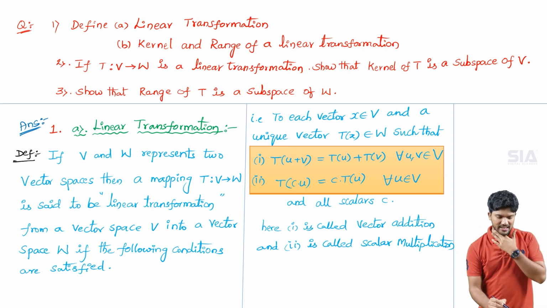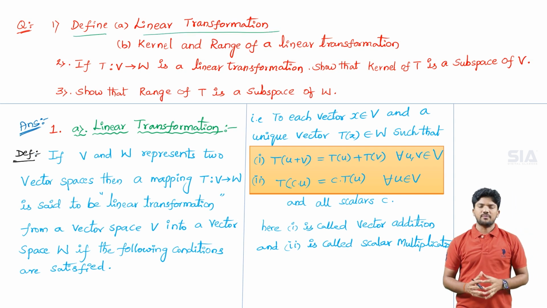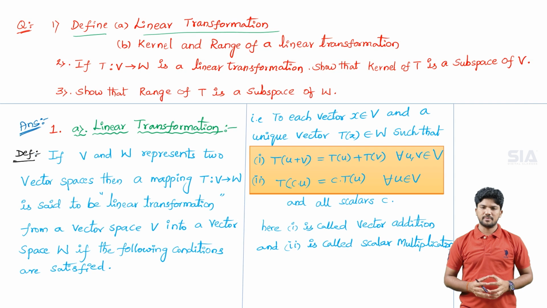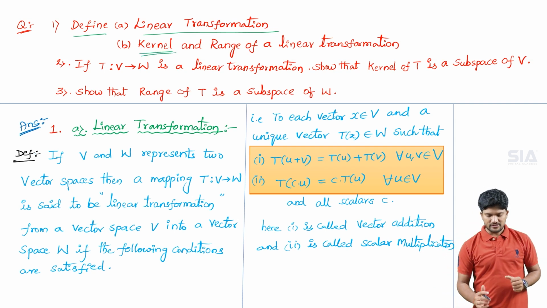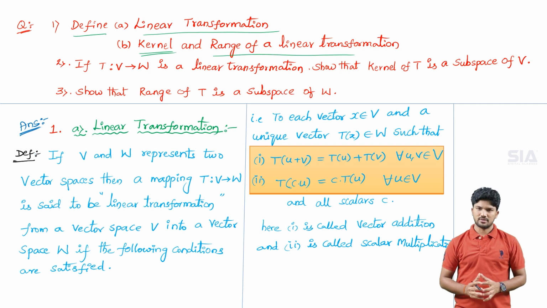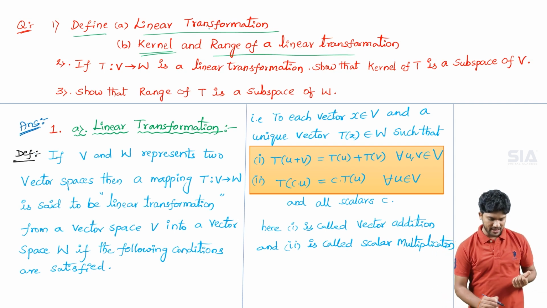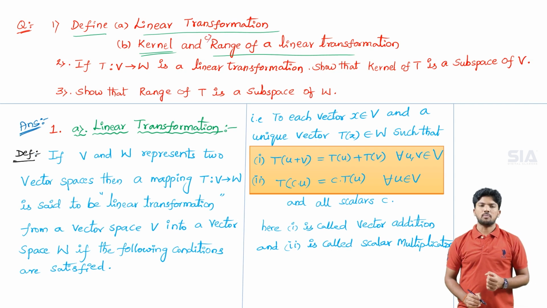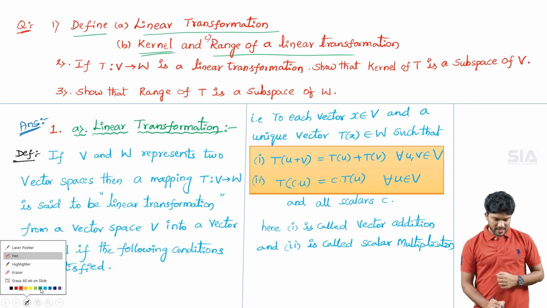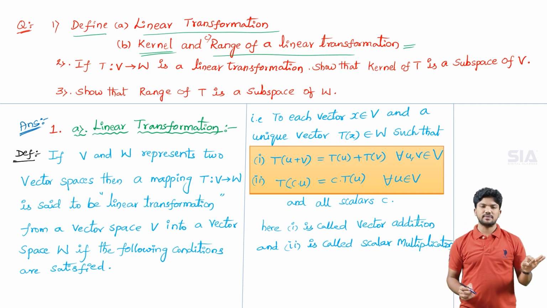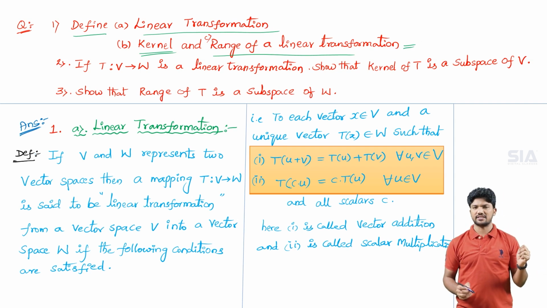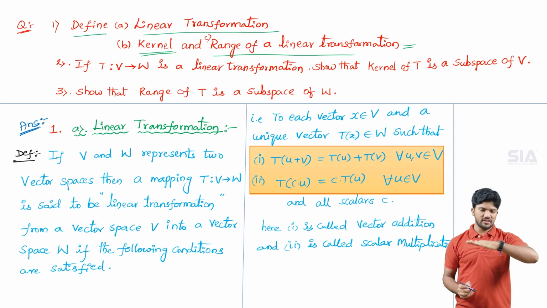So first of all, see the statement of this problem. Problem A: define linear transformation. Problem B: define kernel of the linear transformation. And the third one, problem C: define range of the linear transformation. So first of all, we have to define the linear transformation, kernel, and range of the linear transformation. With that, the definition part will be complete.